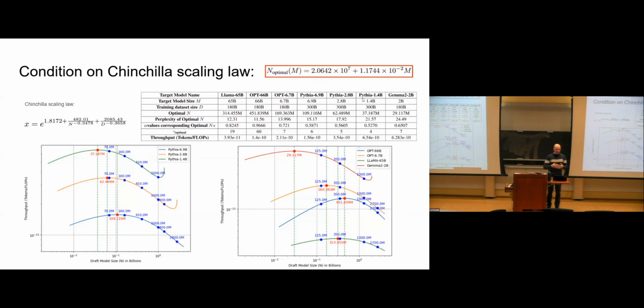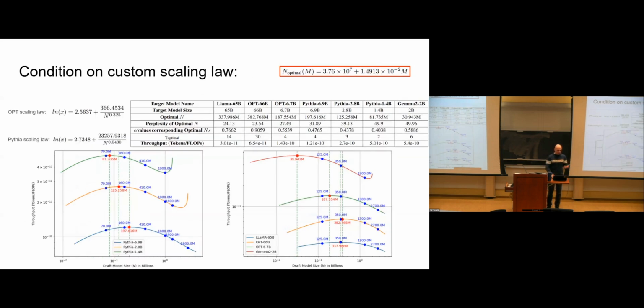So first of all, out of all of the options that we have been choosing from, we have figured out that the dependency on the size of the training data set is extremely weak. We don't have to consider it, and the relationship between the size of the optimal draft model and the size of the target model is fairly straightforward. You can say that the size of the optimal draft model is approximately two orders of magnitude smaller than the target model that you are dealing with, and this also essentially holds if you are using different options for the scaling laws.